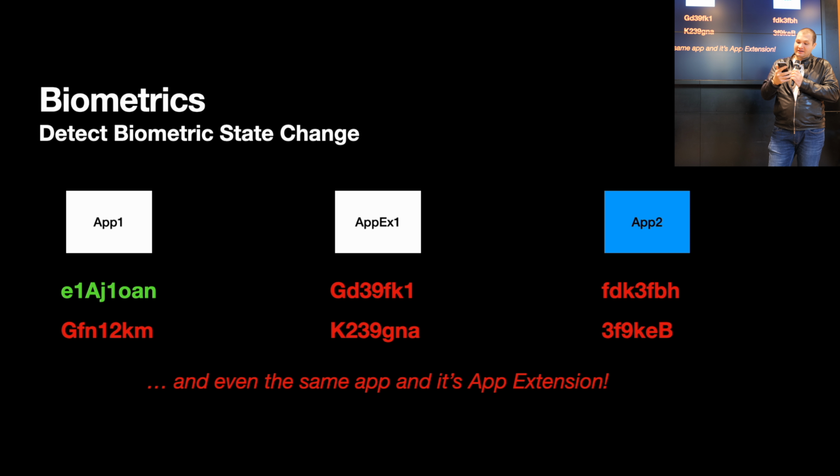So you will not be able to detect the biometric change reliably only in one of those modules. So they will behave separately. So if the biometric changed in the app, you will not get the same message in the app extension, and the data between them is also different. So the values are not matching between the same app and the app extensions.